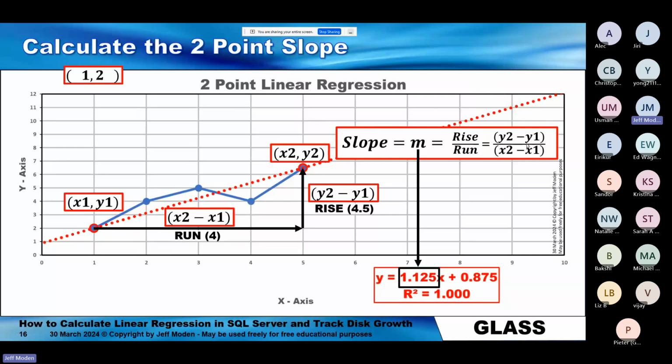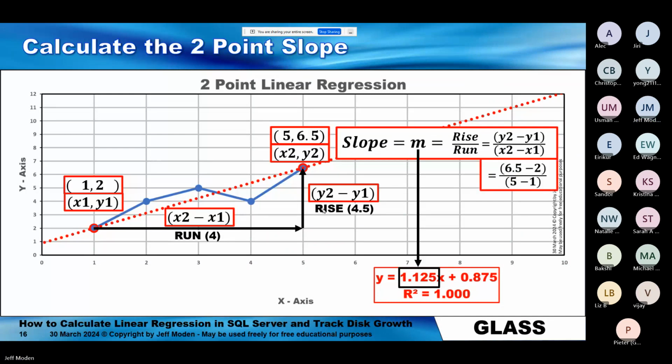And so we can put that up here in our formula, and then we can start to do stuff. If we look, we see that our first point is at x equals 1, y equals 2, and our second point is at x equals 5, y equals 6.5, and we can just plug those into that formula. And of course, SQL Server is going to be very good at doing that. If we simplify that, that comes out to 4.5 divided by 4, and those with Granny's 4-function calculator can figure that out. It comes out to 1.125.